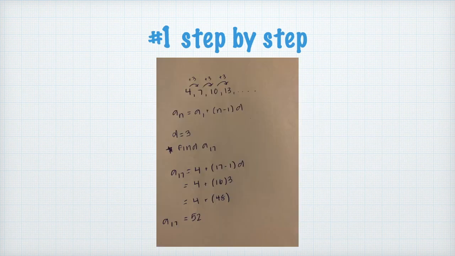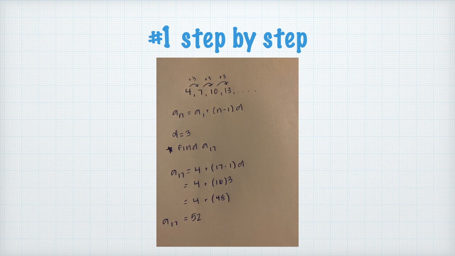So number 1, step by step. We're going to find a_17. As we see, it's 4, 7, 10, and then 13, and it has the little dots at the end because it's going to keep on going and going. So I have the formula right here, so we don't have to go back. It's a_n equals a_1 plus parentheses n minus 1 close parentheses times the difference. You can notice it's increasing, and it's increasing by 3s. 4 plus 3 is 7, 7 plus 3 is 10, 10 plus 3 is 13. So d equals 3.